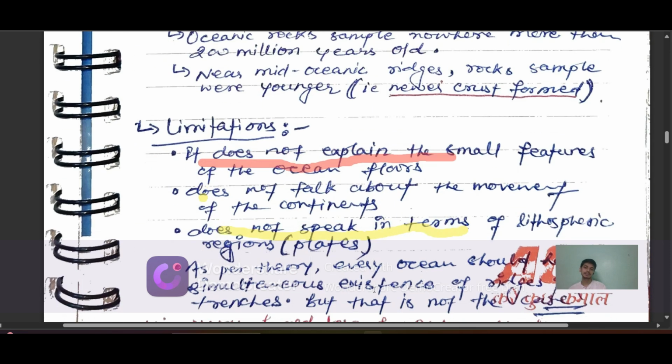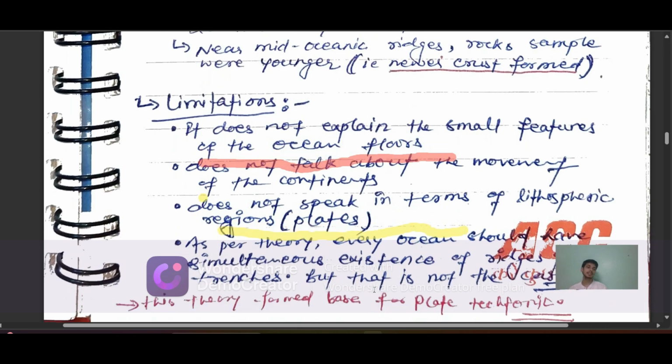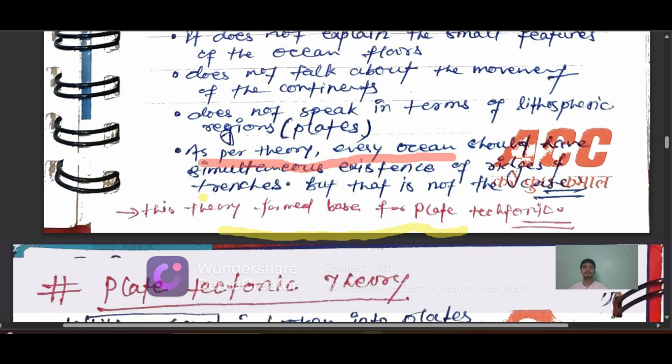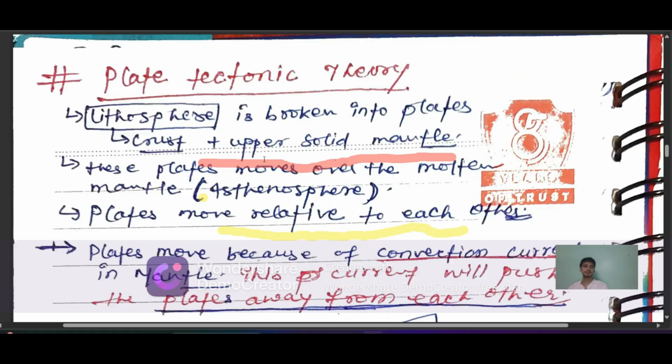Limitation क्या था इसका? Limitation is it does not explain the small features of ocean floors, does not talk about the movement of continents, and does not speak in terms of lithospheric regions. Like प्लेट के बारे में बहुत ज़्यादा बात ये नहीं करता है. As per the theory, every ocean should have simultaneous existence of ridges and trenches, but that is not the case. But the positive point of this theory is that it found a base for plate tectonic theory.